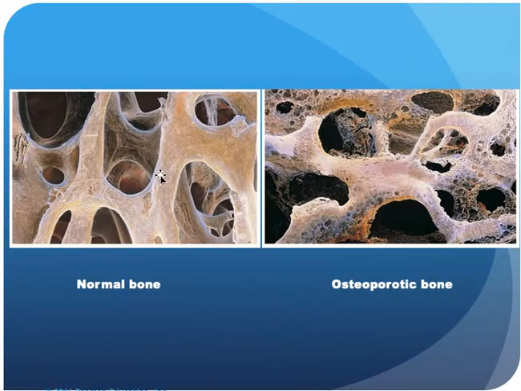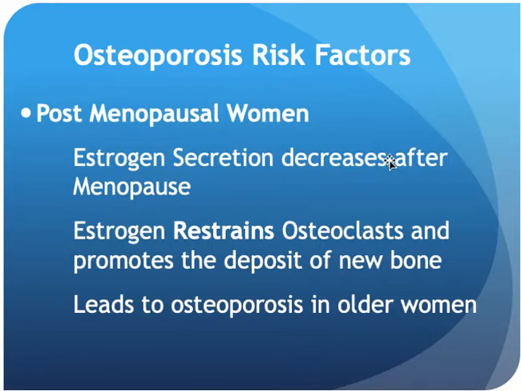So here is a picture of normal bone, okay, and here's a picture of osteoporotic bone. But we can see just from this picture that this looks very much more fragile than the normal bone and more prone to injury than the normal bone is going to be. So when you zoom in, it gets even scarier to think that people are walking around with bones like this that are so porous. Okay, so here are the risk factors.